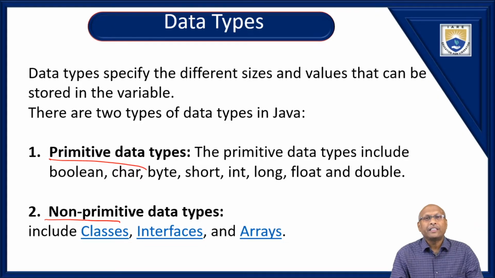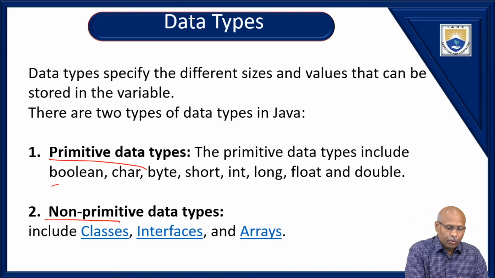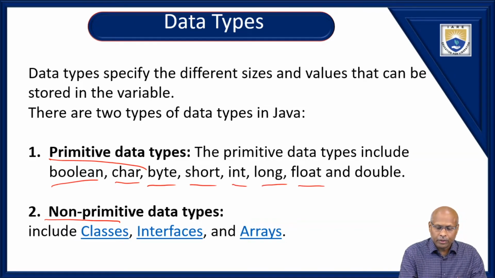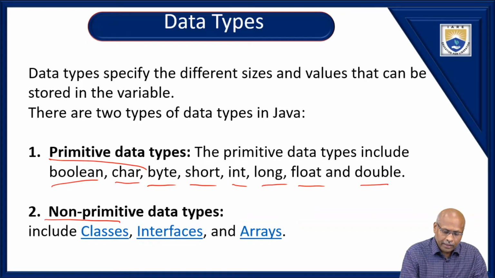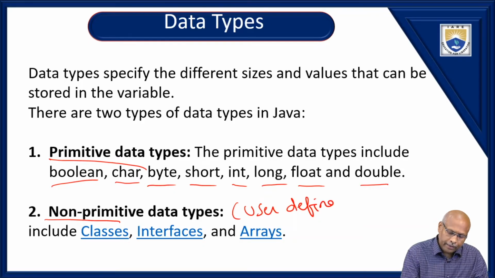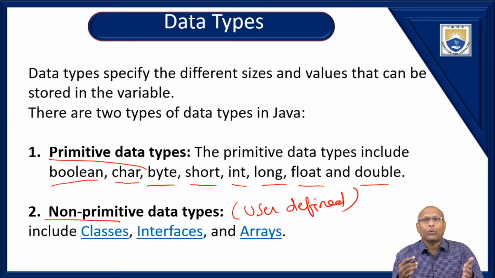That is called system supported data type or also called built-in data types like boolean, char, byte, short, int, long, float, double. They are all primitive data types. That means built-in data types. Non-primitive means which is not available in the system directly, that you have to create. This is also known as user-defined data types. You can define your own data types.